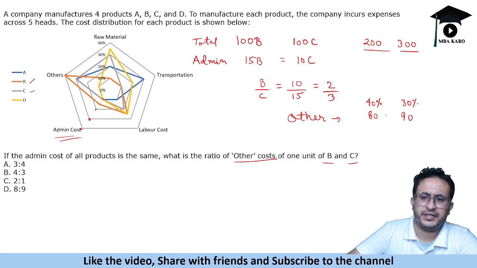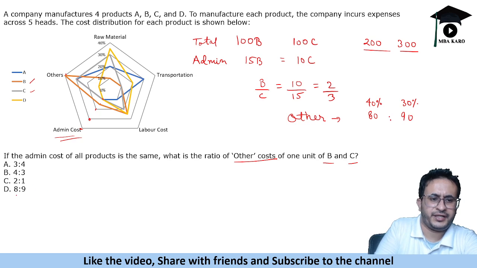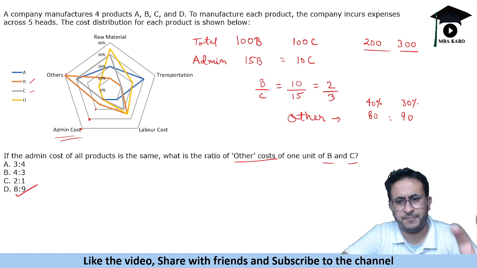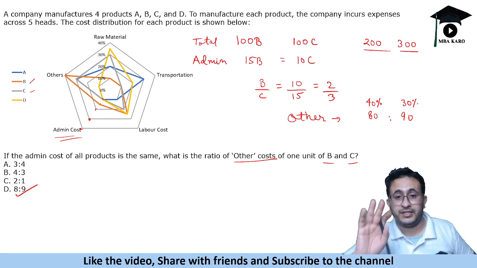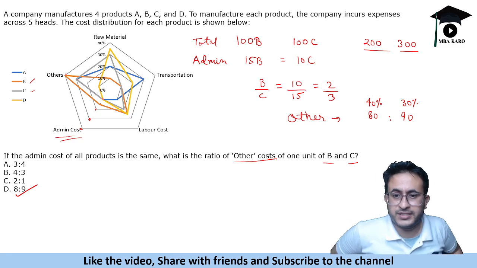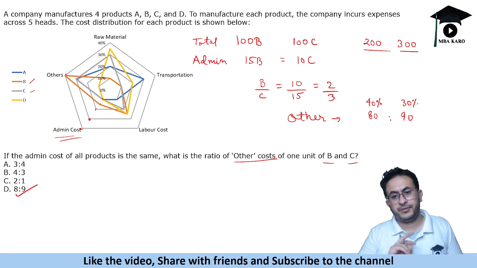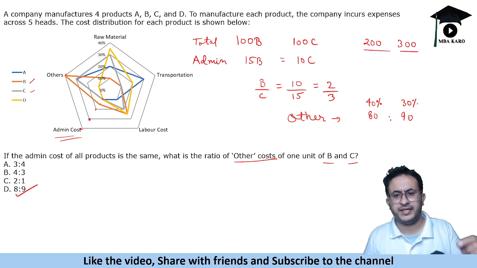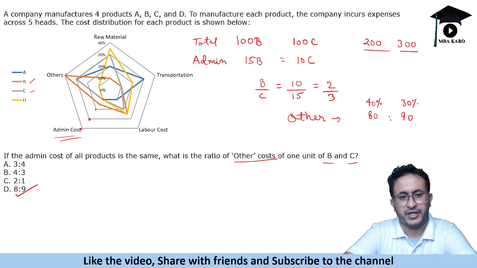That would be 90. So the ratio is 8:9. Okay, simple ratio based question. Like total admin cost is same, so we get the ratio of B and C, total cost of B and C. Then we can find the ratio of admin cost of B and C.